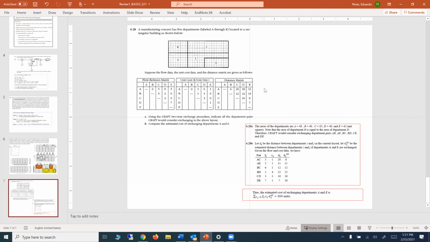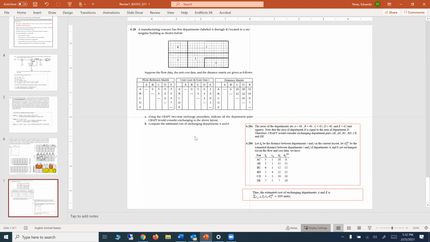So the question is asking you, if you switch these two departments, A and E, to estimate the cost of that switch or exchange. But before we get into computing that, the first part of the question is asking you, if you were to implement the CRAFT two-way exchange procedure, to indicate all the department pairs that CRAFT will consider exchanging in the above layout.